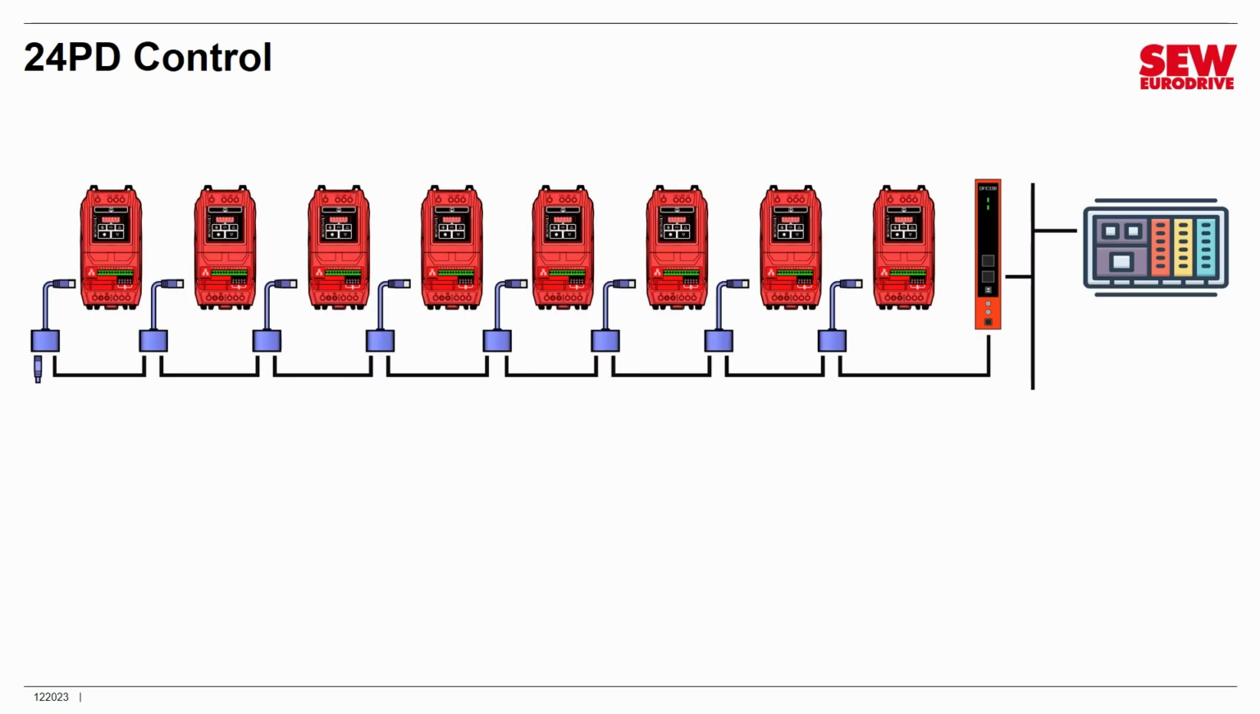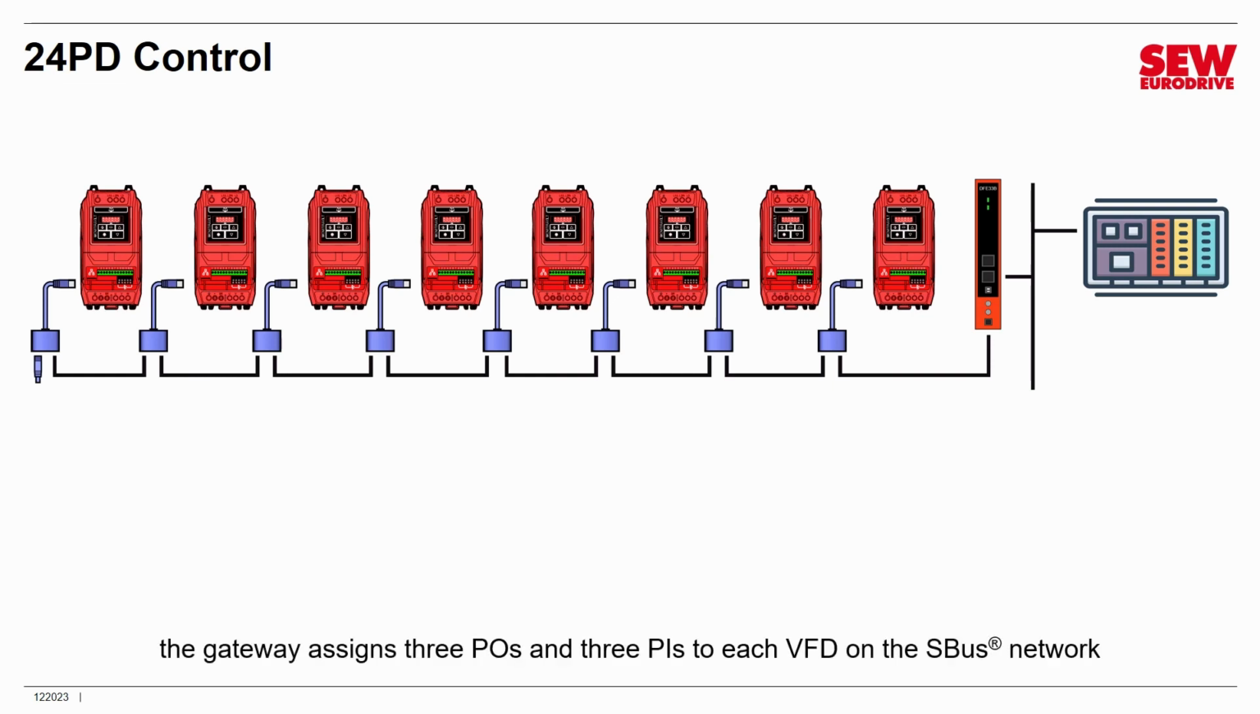If you are using a field bus gateway, it uses what is called 24 PD control. And you can guess what that means. It means a lot of process data words. Now, as you recall, if you're using the gateway to connect your PLC to your VFDs, you have a maximum of 8 VFDs on a local S bus, which is attached to the gateway. And then the gateway has your main field bus on the other side. You may wonder how this works as far as process output words. Well, in a nutshell, the gateway assigns 3 POs and 3 PIs to each VFD on the S-Bus network.